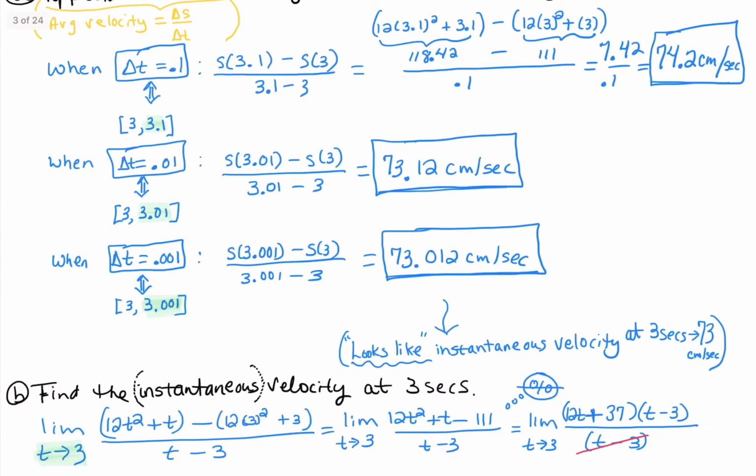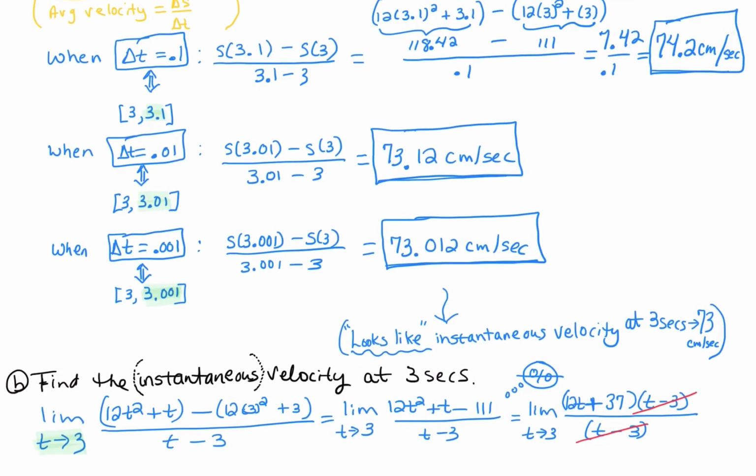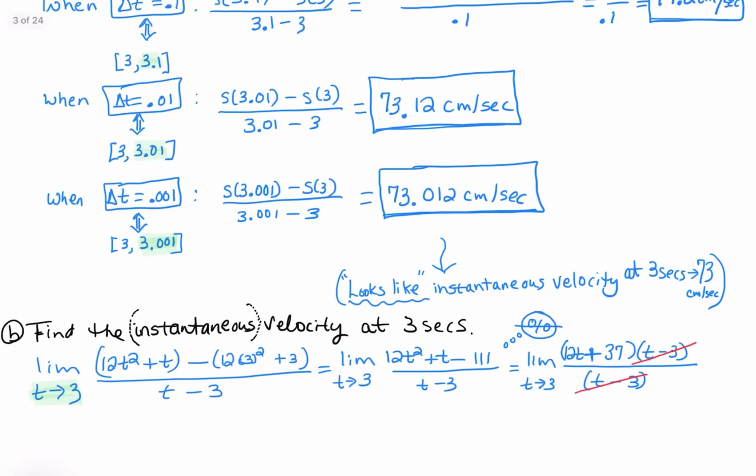So here I am able to reduce away, changing the function slightly, but the limits are still equal there. So now, after I do that, I now have my limit. So here's where we are. We have our limit as t goes to 3 of just the 12t plus 37. And now, of course, we can evaluate this subbing in our 3.